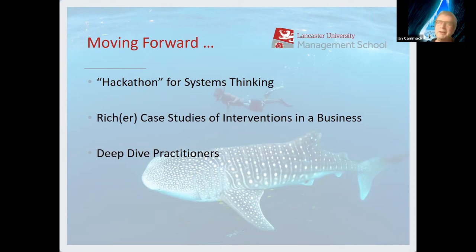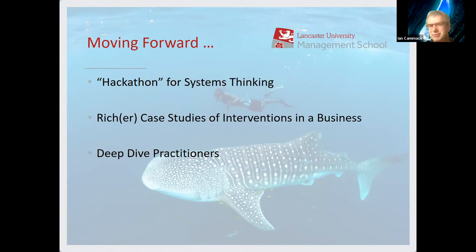And with that in mind, I've got this notion of a deep dive practitioner. This idea that I want to really understand what it is that people like Martin and Martin's colleagues are doing when they're doing systems thinking, and how do I learn about what they're doing? So that's the deep dive practitioner that I'd really like to get to.